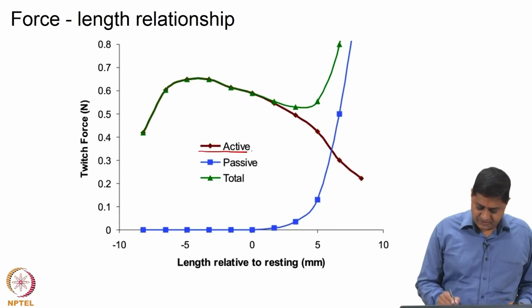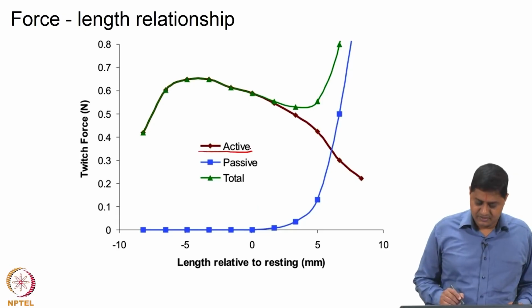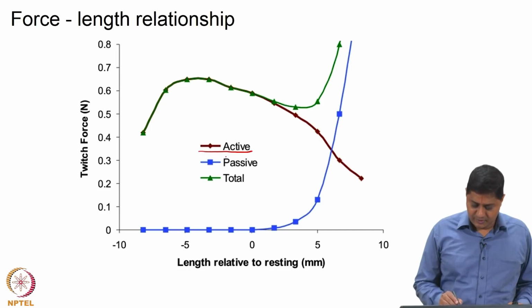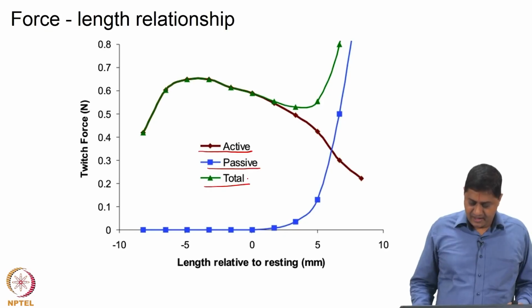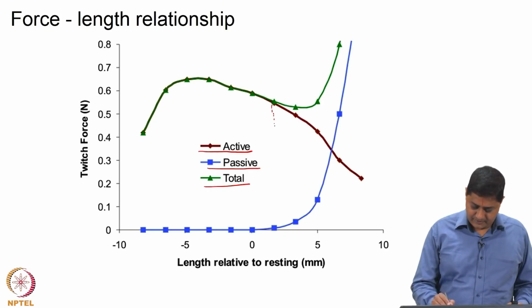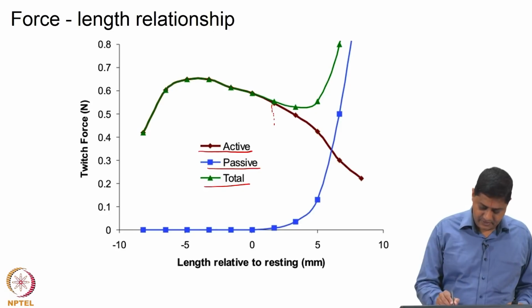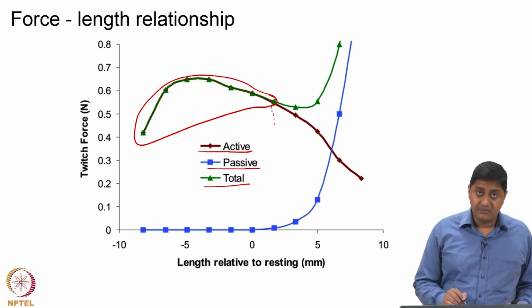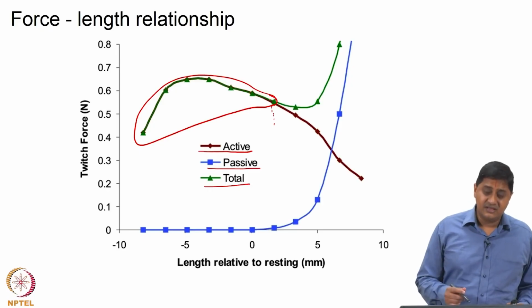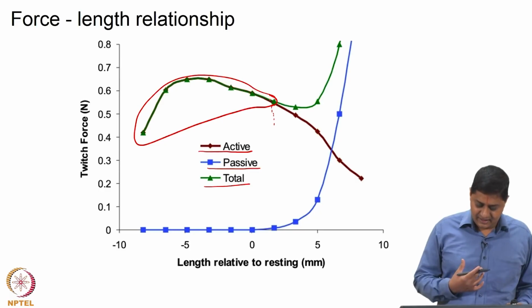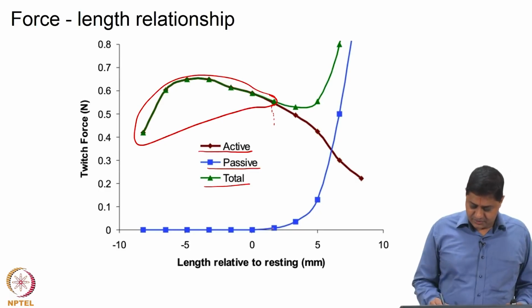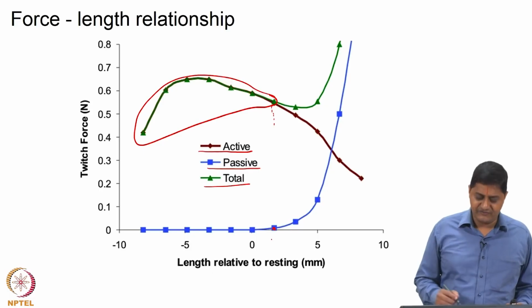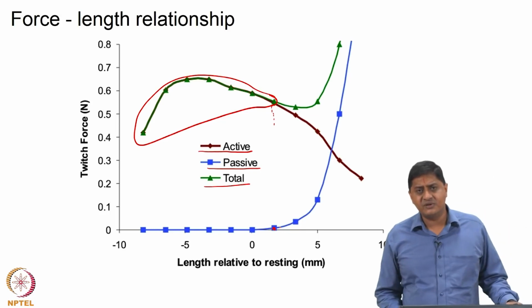The active force is shown here in brown, the passive force is shown in blue, the total force is in green. Until about that point, the brown and green overlap. In this region, brown and green overlap, or in other words, the total force is basically the active force. So, at that point there is a development of a passive force. Why is this passive force getting developed?